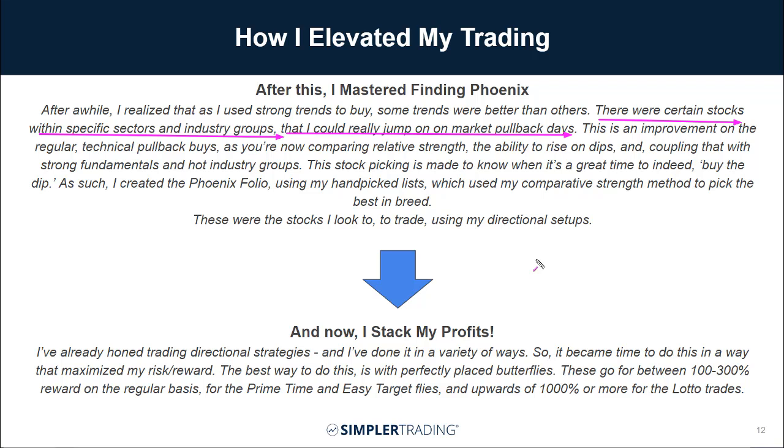I wanted a way to quantify, okay, well, which one is better than the other to buy on a pullback? How do I know where to look? How do I know what the best one to buy is when bad news hits? So for that reason, I created a rule set that allowed me to focus on the strong stocks on a technical pullback buy by comparing relative strength based on the ability to rise on the dips, and I wanted to couple that with strong fundamentals and hot industry groups. So that is where I got to finding Phoenix.